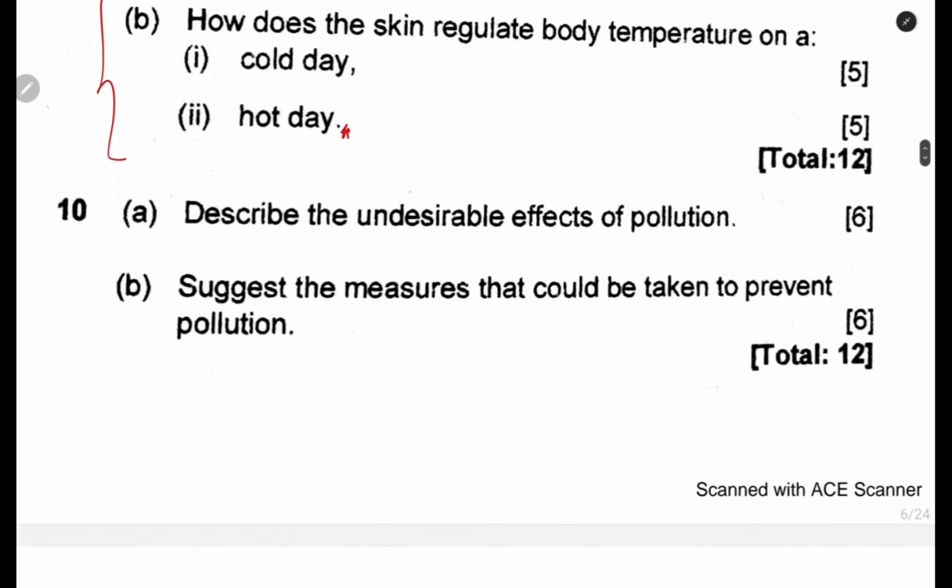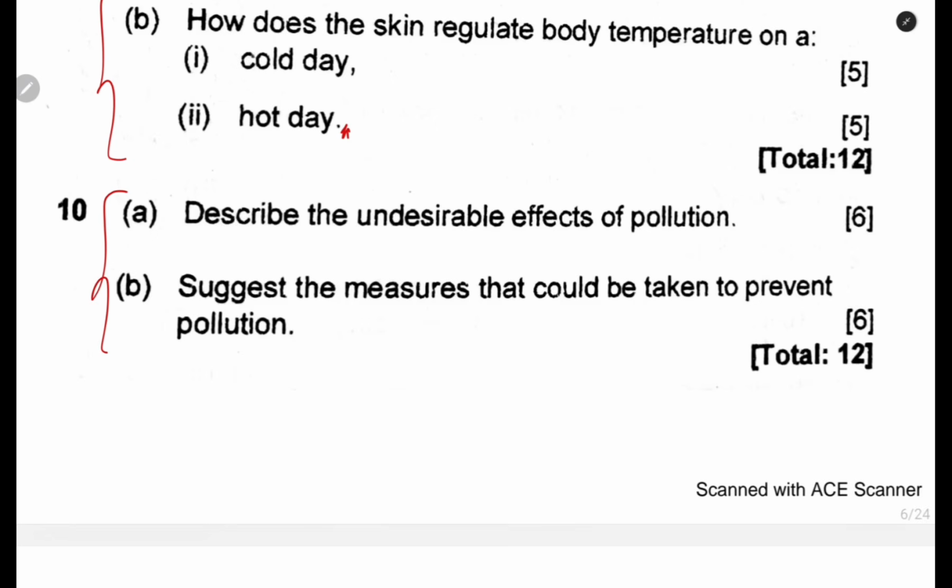Then question 10, describe the undesirable effect of population. So like I said previously, in 2024 there was a question on population, but this is something that you cannot ignore, because sometimes even as we predict that this might not come, the questions are repeated. Okay, it's more like they work on psychology. So the questions can be repeated just exactly the way they are. So population is something that you shouldn't leave behind.